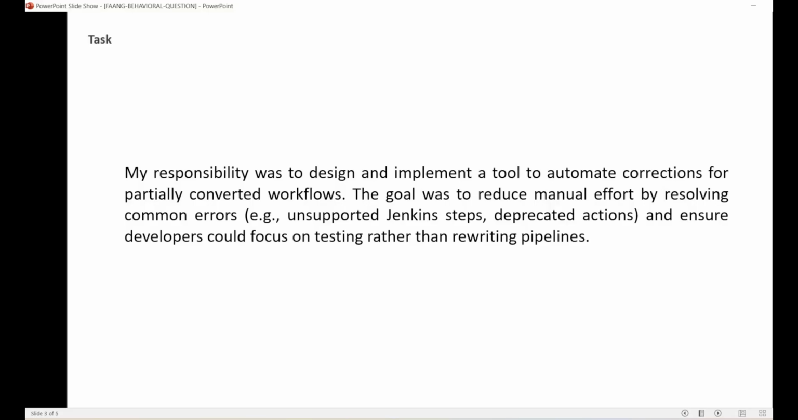For example, we were getting errors with respect to unsupported Jenkins steps and deprecated actions, and we needed to make sure that developers could focus on testing rather than writing the pipelines themselves. To address this was the exact task I did: building and implementing tooling to automate this process. That was my main task.